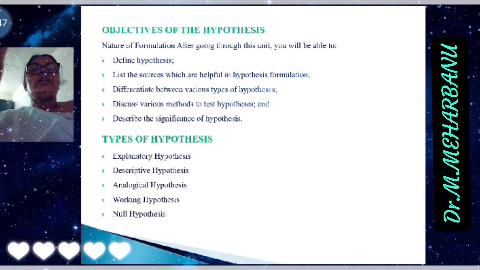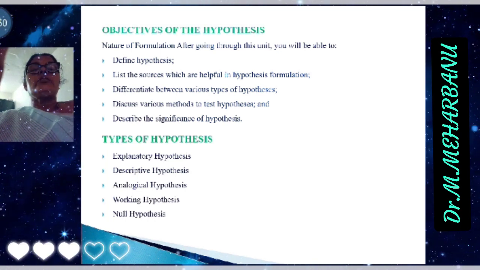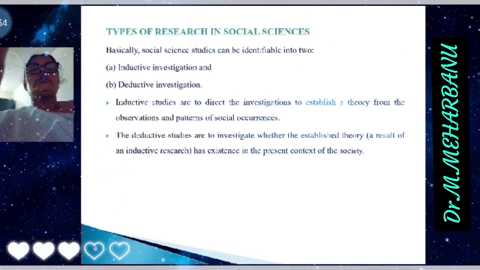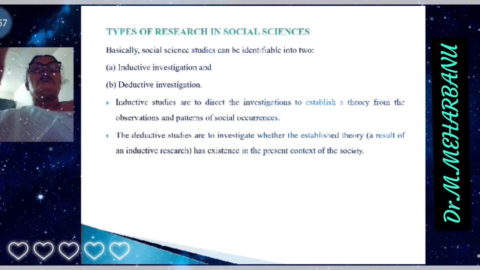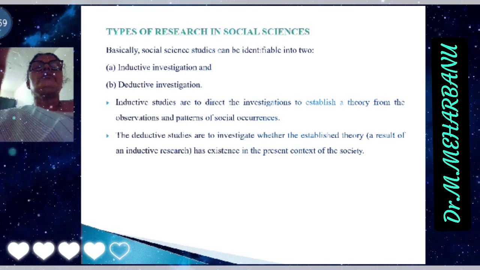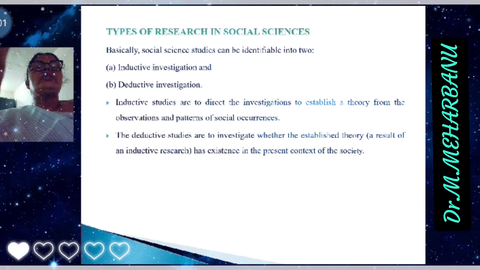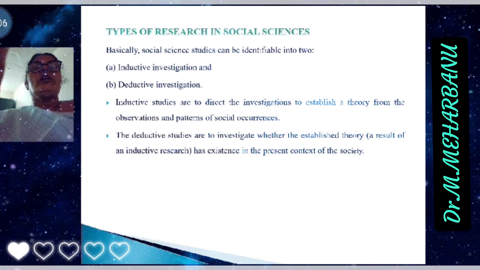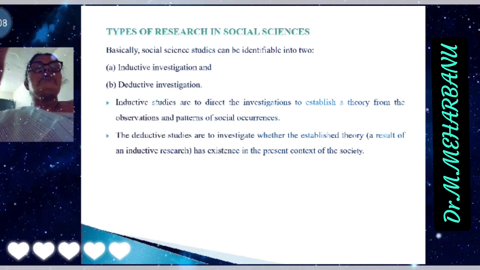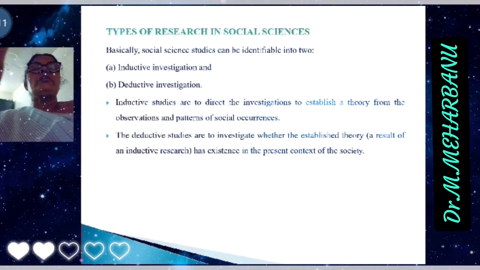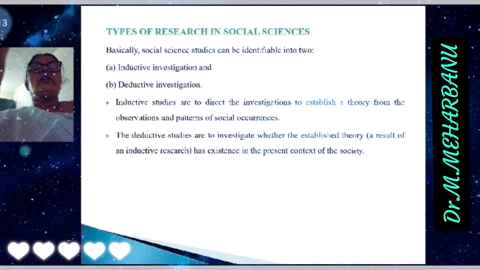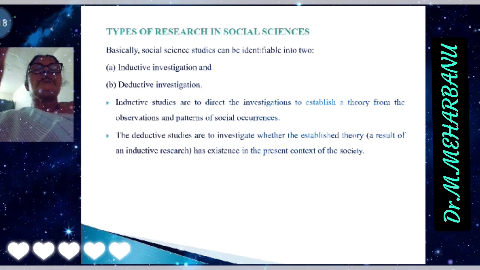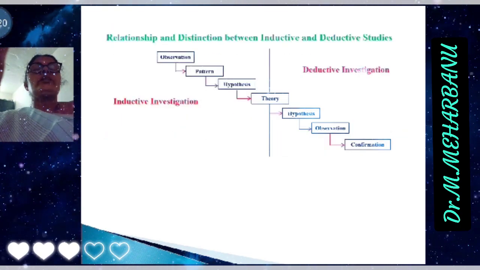Now we are going to see the types of hypothesis: explanatory hypothesis, descriptive hypothesis, analogical hypothesis, working hypothesis, and null hypothesis. Types of research in social science. Basically, social science studies can be classified into two: inductive investigation and deductive investigation. Inductive studies direct the investigations to establish the theory from the observations and patterns of social occurrence. The deductive studies investigate whether the established theory exists in the present context of the society.